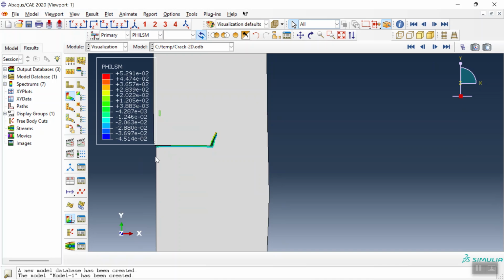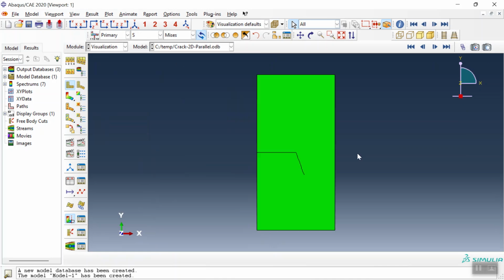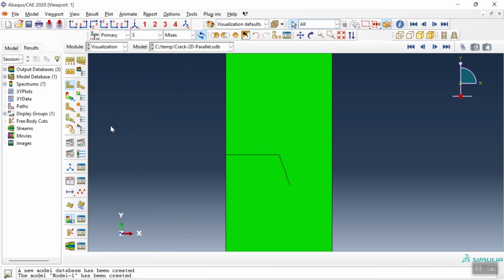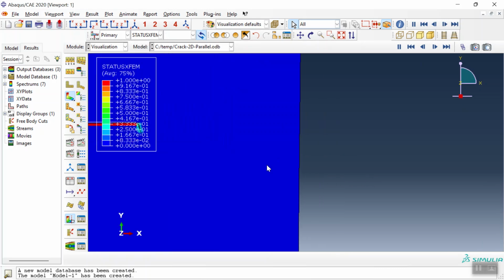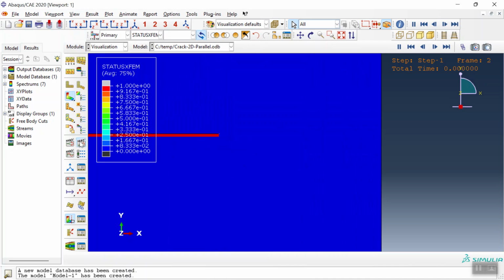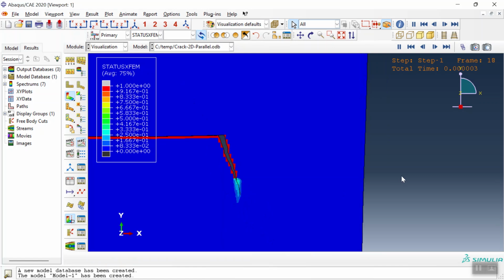See the load here on this side, and in the other model we consider the load on the upper side, and you can see the crack growth here. Let me check, for instance, the status XFEM, and the direction is okay also in this model. See, this is a pre-dynamic crack analysis or dynamic crack growth by using Winkler or Kalthoff Winkler test.